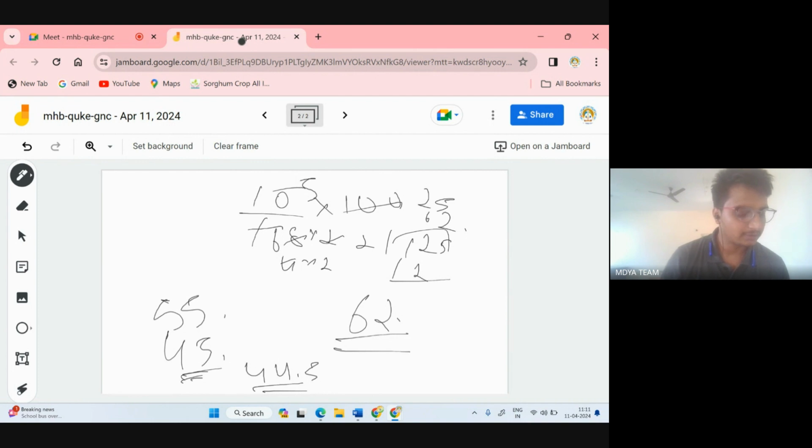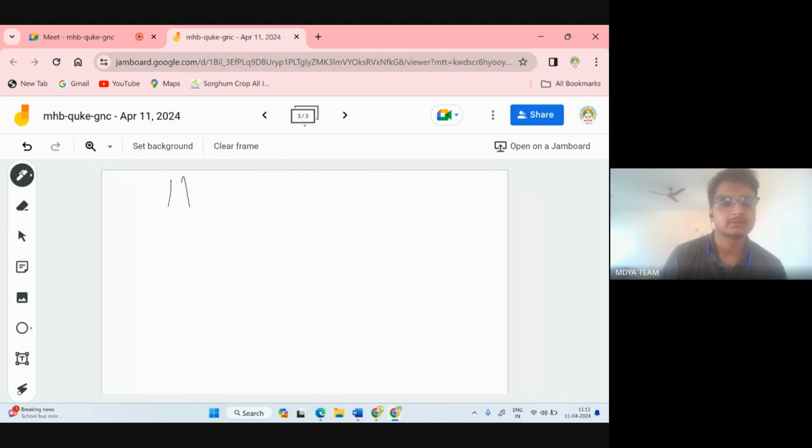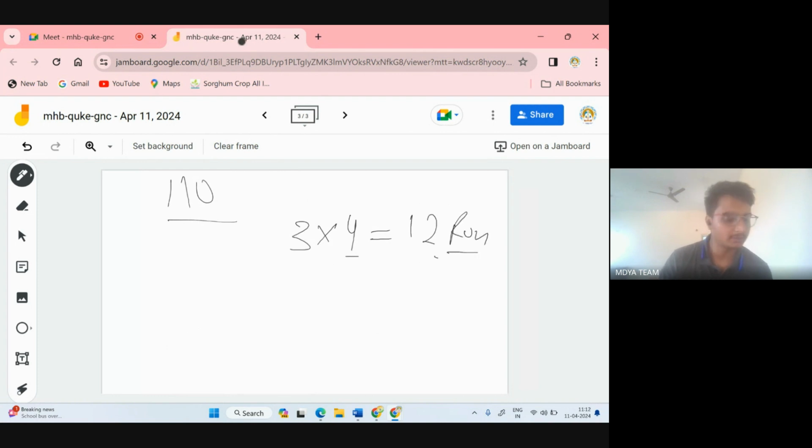Okay. A batsman scored 110 runs, which include 3 boundaries and 8 sixes. 3 boundaries. So how many runs did he get from boundaries? 3 into 4, since 1 boundary equals 4 runs. So 12 runs he got from boundaries and 8 sixes. How many runs did he get from sixes? 48. 48 runs. Okay. So what percentage of his total score did he make by running between the wickets?